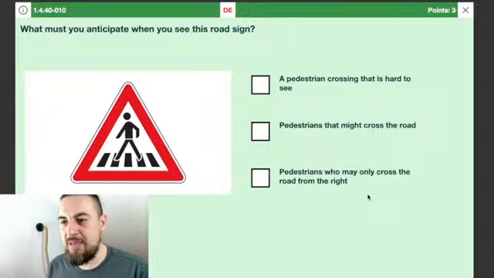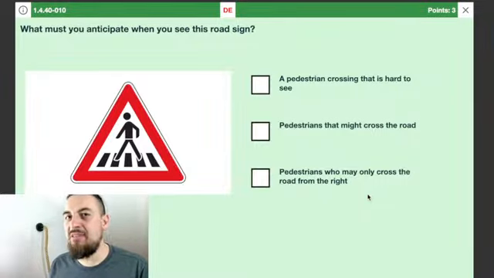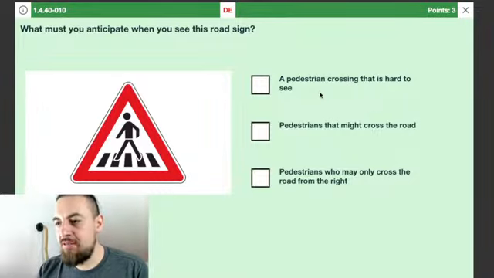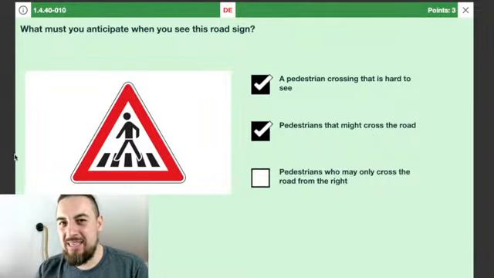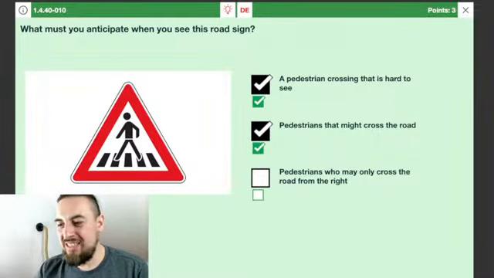What must you anticipate when you see this road sign? Well, this road sign is telling you there's a zebra crossing coming ahead, which is maybe not that easy to see, so you have to be prepared for it. And that's why pedestrian crossing that is hard to see is the correct answer, and pedestrians that might cross the road is correct too. And pedestrians may only cross the road from the right? Well, just this person is turning from the right to the left, but that doesn't mean that someone can't show up from the left running right. So that's why it's just these two.